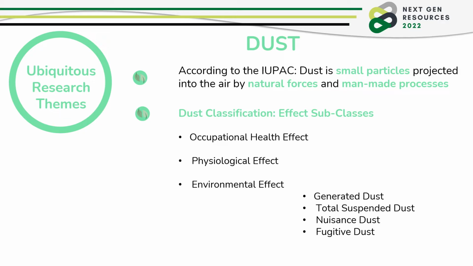The four subclasses of dust that affect the environment are generated dust, total suspended dust, Newton's dust, and fugitive dust. Fugitive dust is dust that is generated from multiple or undefined sources, and fugitive dust poses one of the major problems in mines due to its generation from unconfined sources.